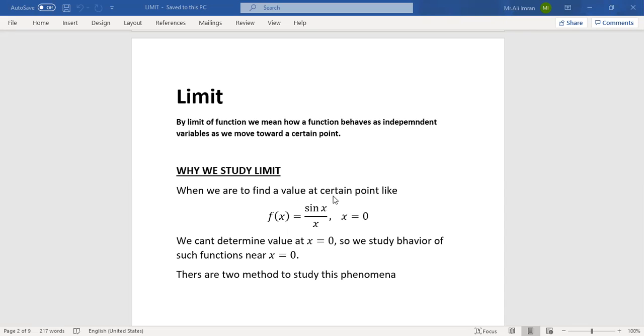When we are to find the value at a certain point, like f of x is equal to sine x divided by x, and we want to determine the value of the function at x is equal to 0. If we put x is equal to 0, we get sine 0 is 0 and x is 0. So we have a 0 by 0 form, that is an indeterminate form. It means that we cannot calculate the value of this function at x is equal to 0. Then we use the concept of limit. There are two methods to study this phenomenon.